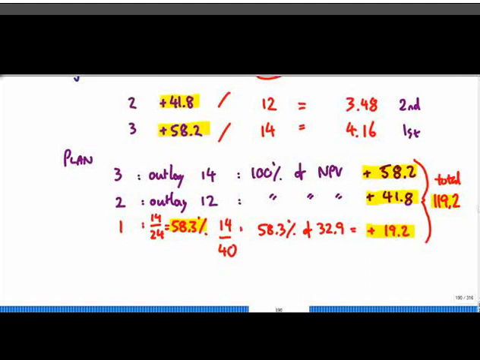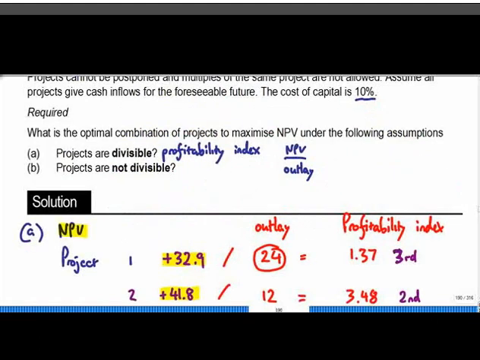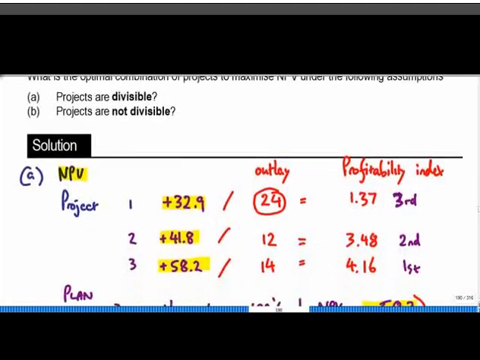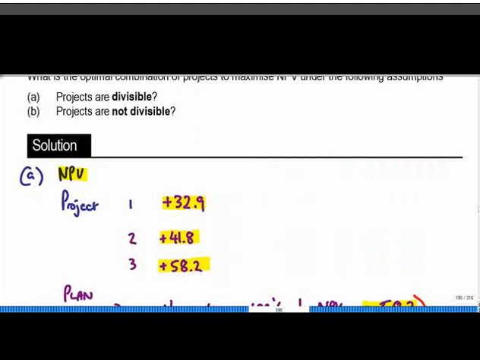Now we'll go back and look at Part B. In Part B, projects are not divisible, so there's no point working out the return that they give us per pound invested, because we don't have a choice on investing each pound. So with this approach, we're not going to work out the Profitability Index, we're just going to look at the NPV, which we've already done. So in Part B, we're just going to look at what we can afford. We've got 40 million. Can we afford project number 1 with any other project?